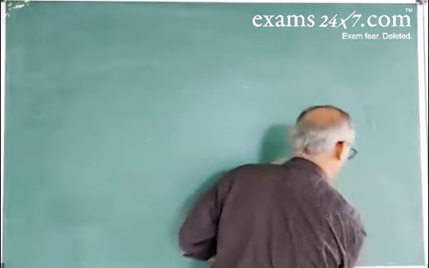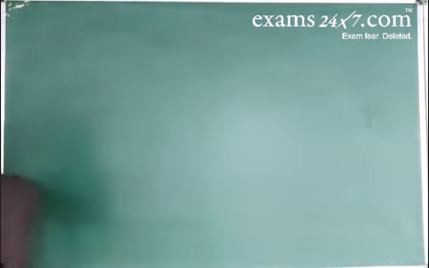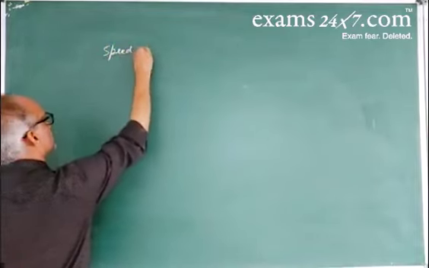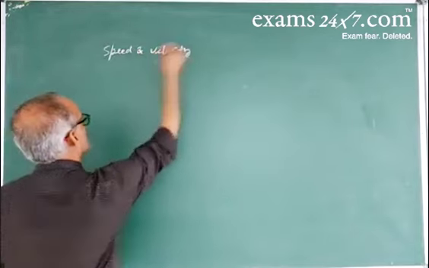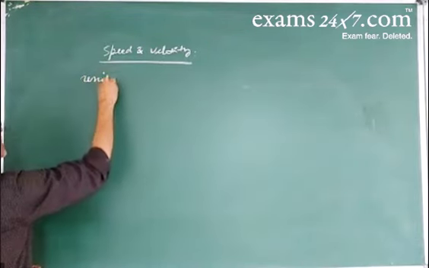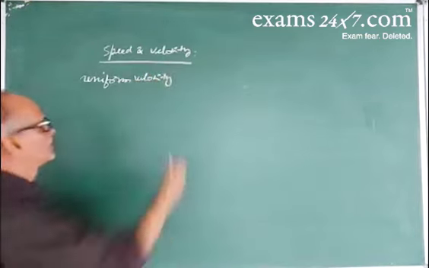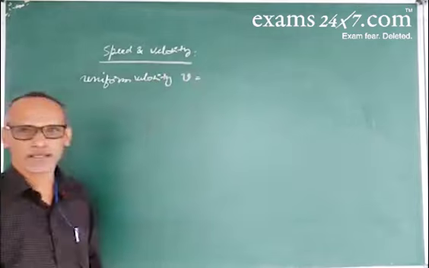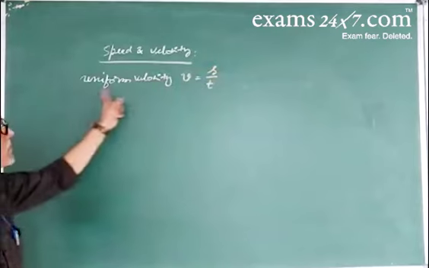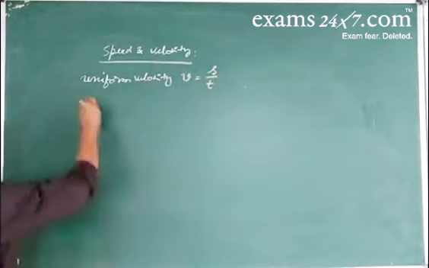So let us learn about two important terms, that is the speed and velocity. So when a body moves with the uniform velocity, the magnitude of the velocity is given by the ratio of the displacement by time. So keep in mind that if the body moves with uniform velocity, the ratio of the displacement to the time gives the uniform velocity.